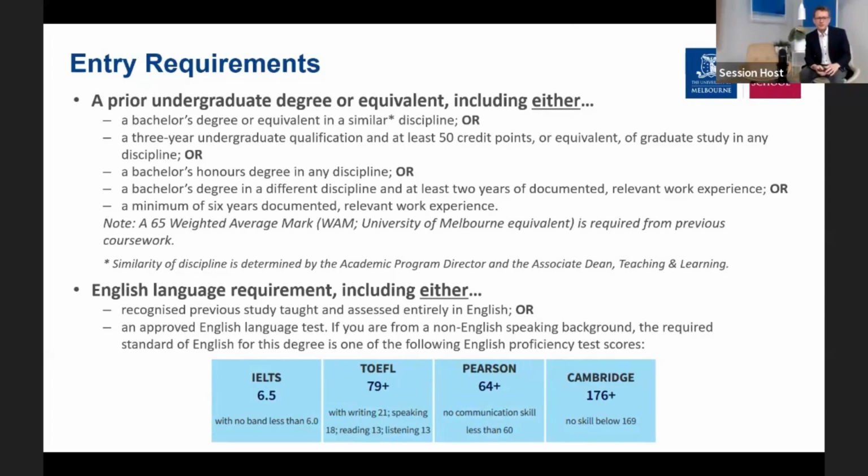Or if you have an approved English language test, if you're from a non-English speaking background, the required standard of English for this degree is one of the below test scores on this slide. I think we probably see IELTS the most. Yeah, probably IELTS is the most common, but we do have these others available. I'm looking over to Jerome because he's the pro. You'll get to see him shortly about admissions.